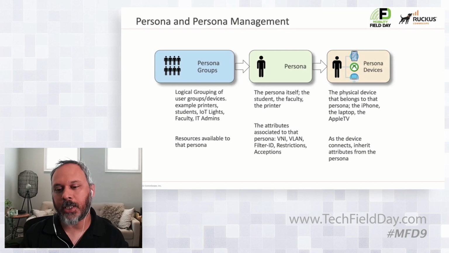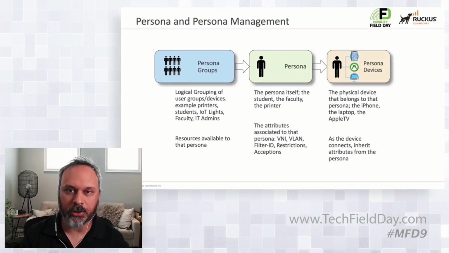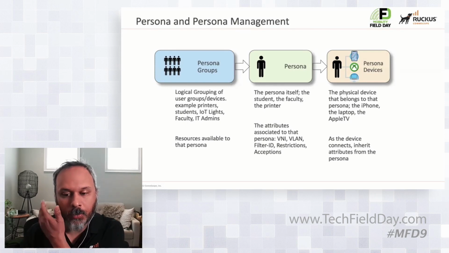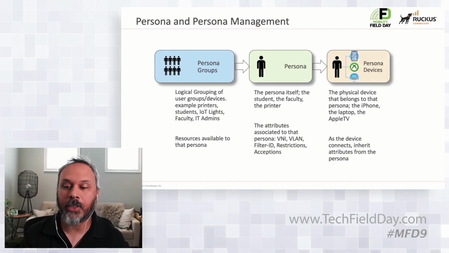So if the persona group was, say, students, a persona that belongs to that group would be the student themselves. And then that persona would have any of those attributes associated to them. So if that student had, say, a VLAN, a VNI, a filter ID, any restrictions would be associated with that persona. And then within the persona, you would have all your devices that are connected to it. So if, for example, you're a student, your device would be owned by you, a mobile phone or maybe a laptop. And then as that device connects to the network, it will just inherit the attributes from that persona.